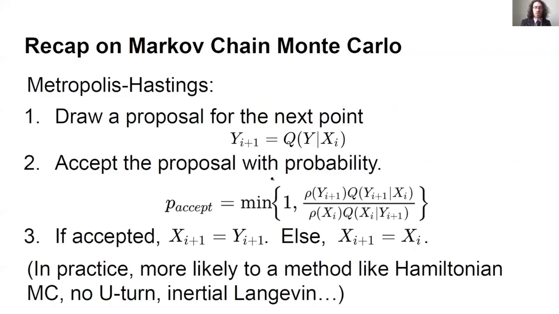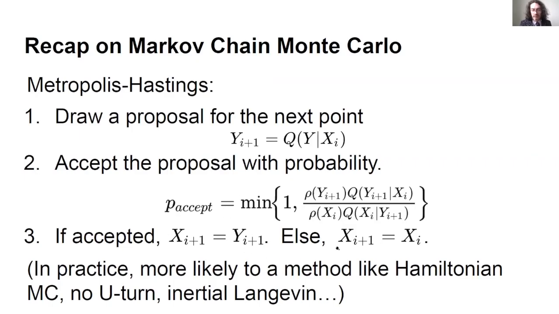accept the proposal with a probability which is 1 if this new point is more likely than x_i. And if it's not more likely, we have this ratio over here, which is a combination of the probability of us proposing that point as well as the probability of that point from rho. If it's accepted, then we move to that point. Else, our next point is just the same point we're at. So this introduces the notion of a proposal density, Q, and also these acceptance probabilities.